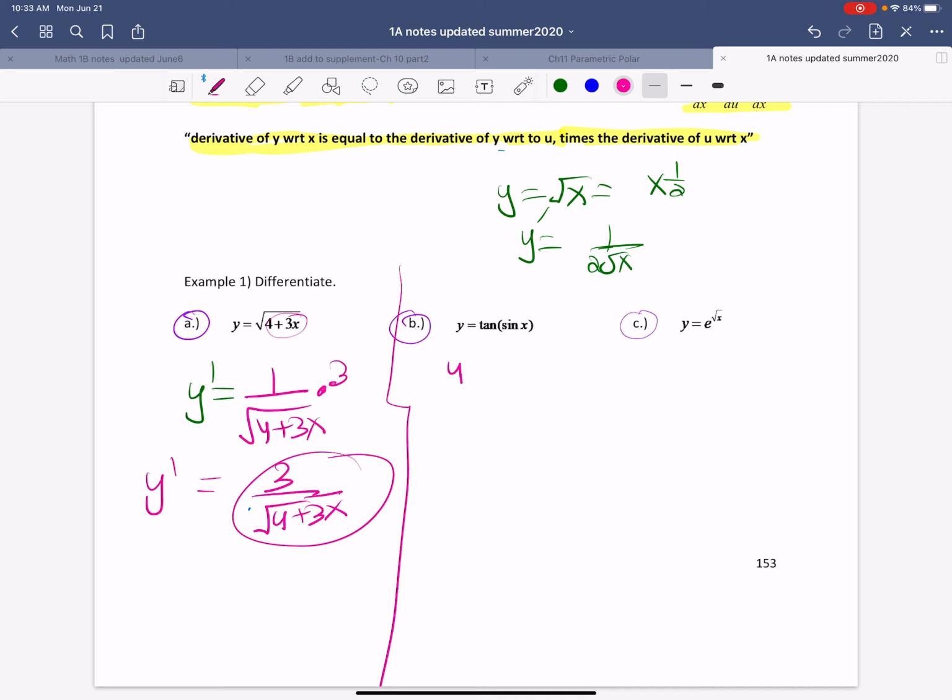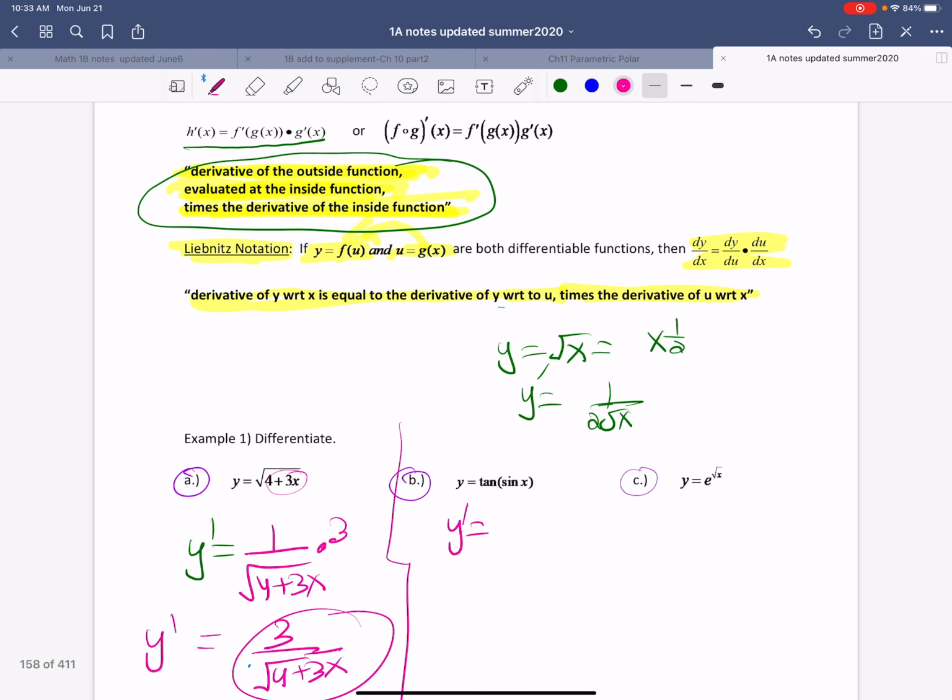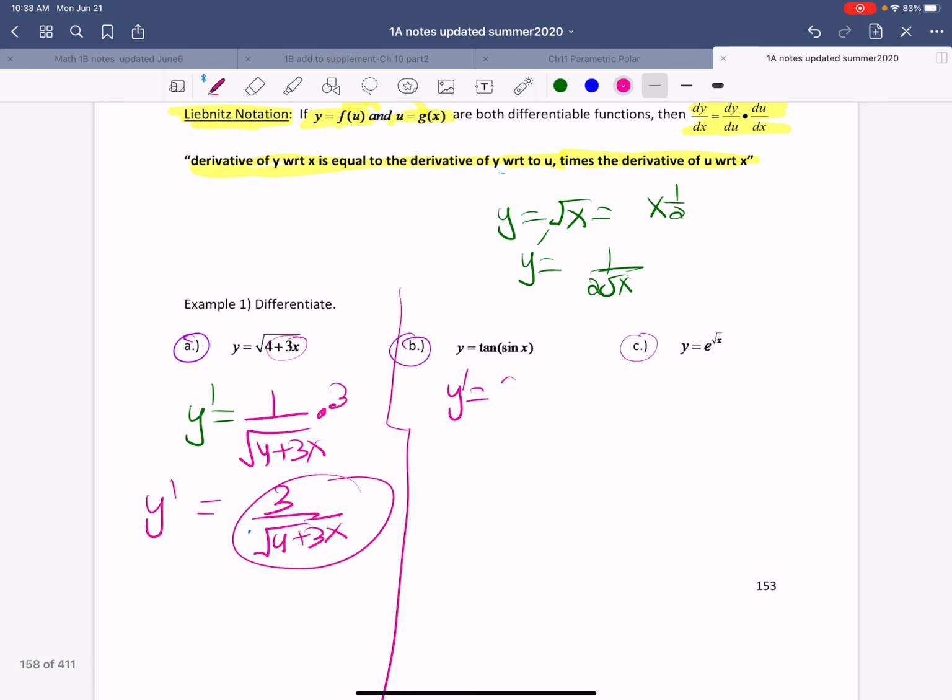So derivative of outside function evaluated at inside function. So we're going to think of tangent of something. What's the derivative of tangent of something? It is going to be secant square of something. So secant square sine x times derivative of inside function, which is going to be cosine x.